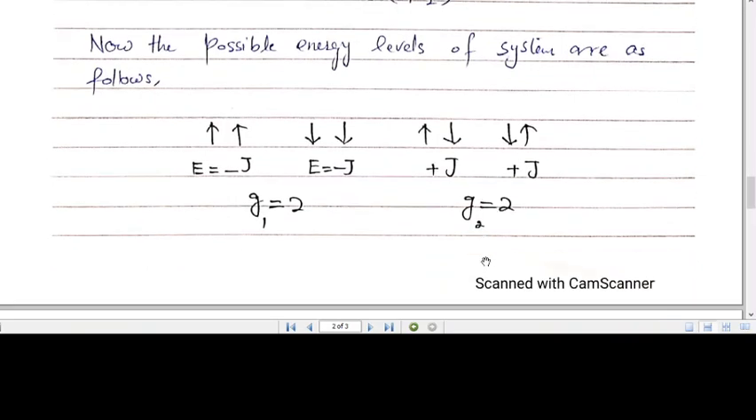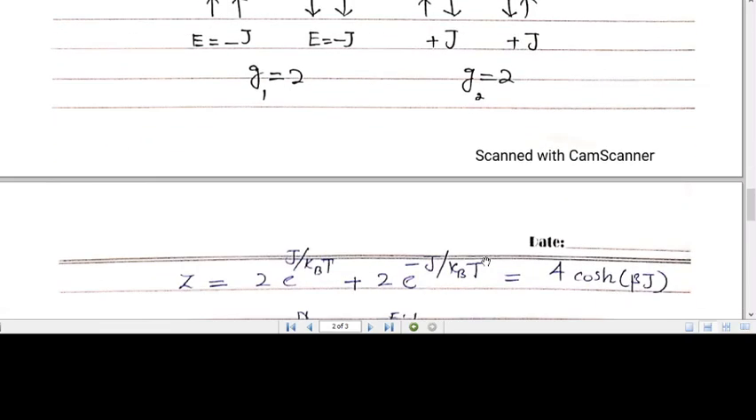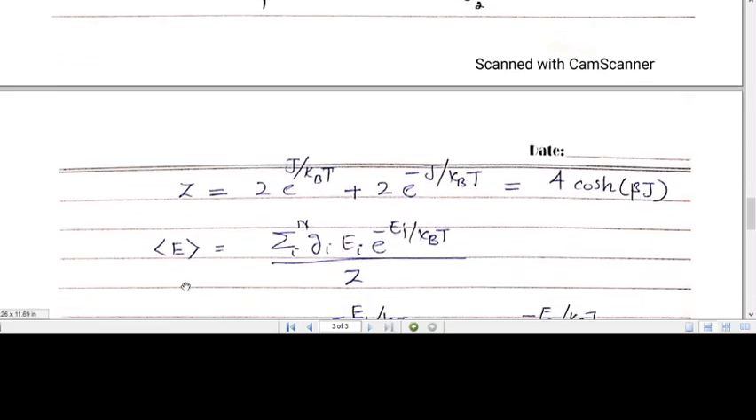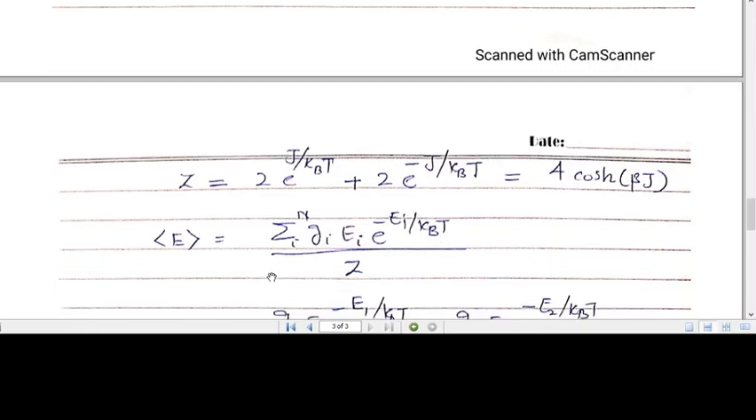So simply we can find the partition function for this system, which will be equal to 2 exponential of J over kBT plus 2 exponential of minus J over kBT, which equals 4 cosh of beta J. Here you are asked to find the average energy of the system, and we know that the average energy is given by the summation of gi Ei Pi, where Pi is exponential of minus Ei over kBT divided by Z.